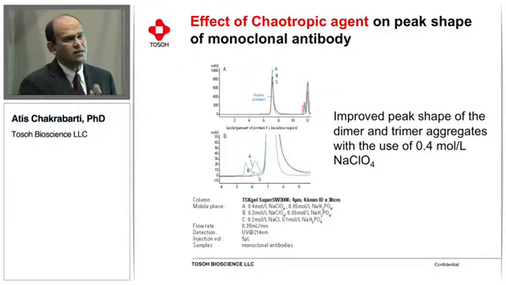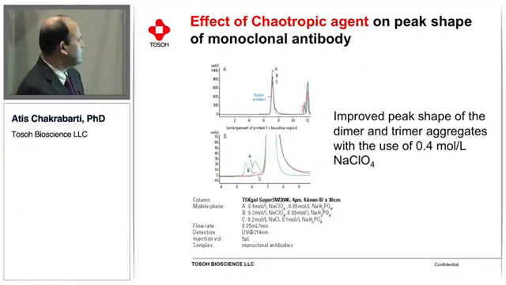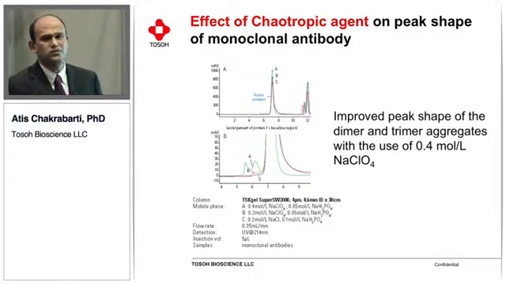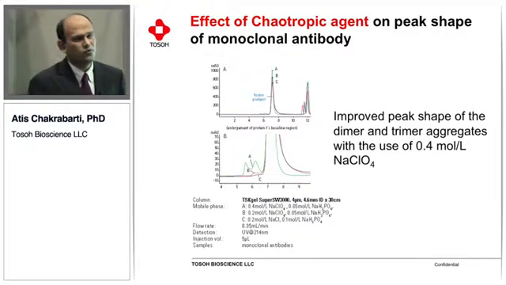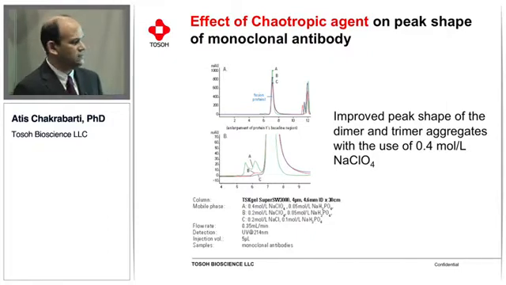Not only did it improve the tailing, it also revealed more of the aggregate present. Again, this was done using a Super SW 3000 column, which is a 4 micron particle size column. Next slide please.